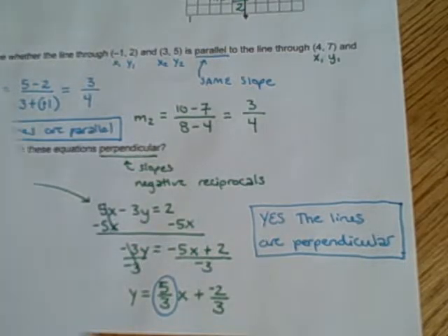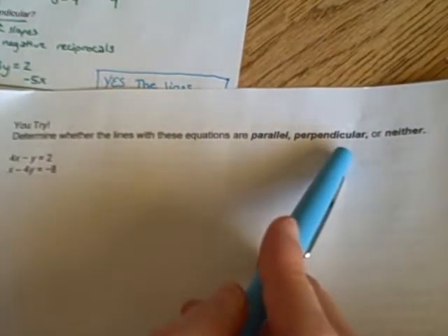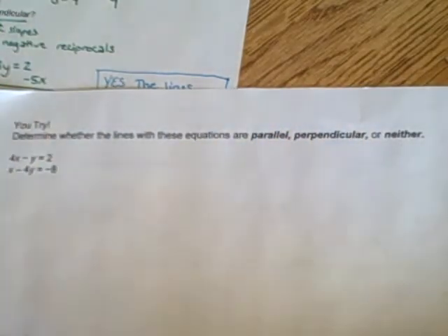There's a U-try next in the notes. It gives you two equations. Go ahead and put them in slope-intercept form, and then determine whether they're parallel, perpendicular, or neither. I'll give you the answer at the start of the next video.